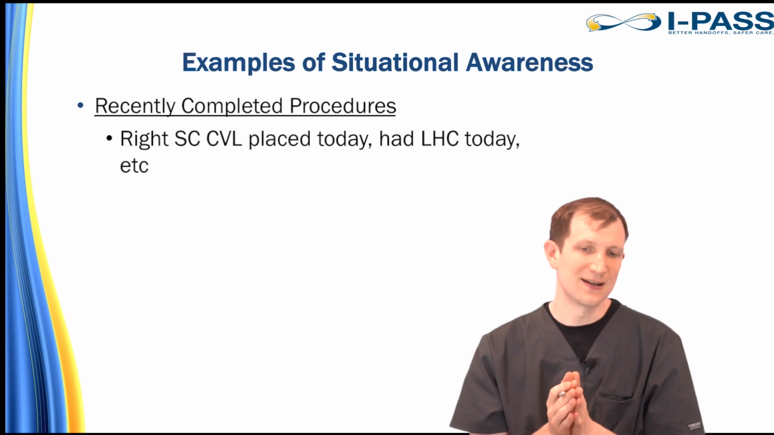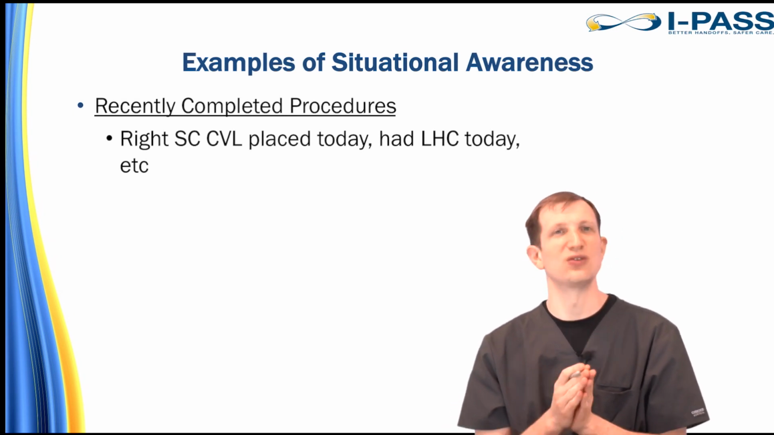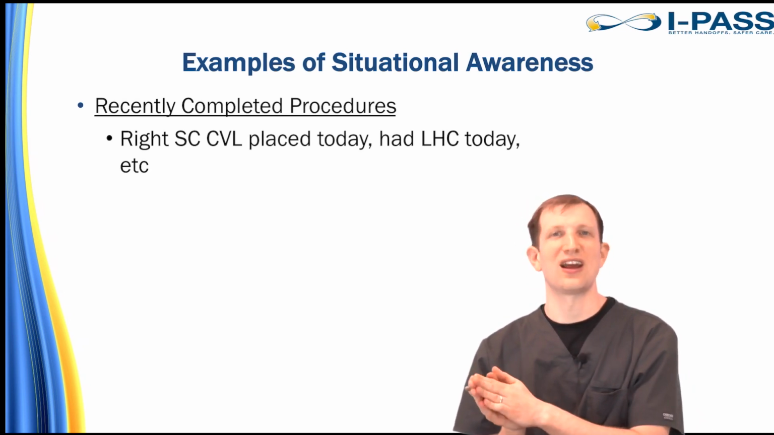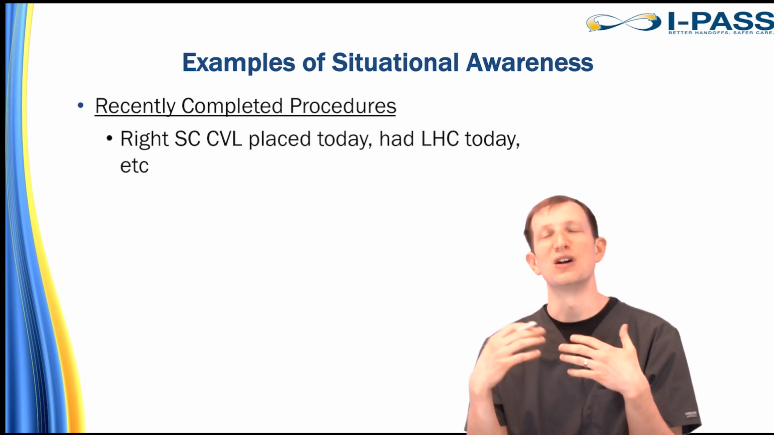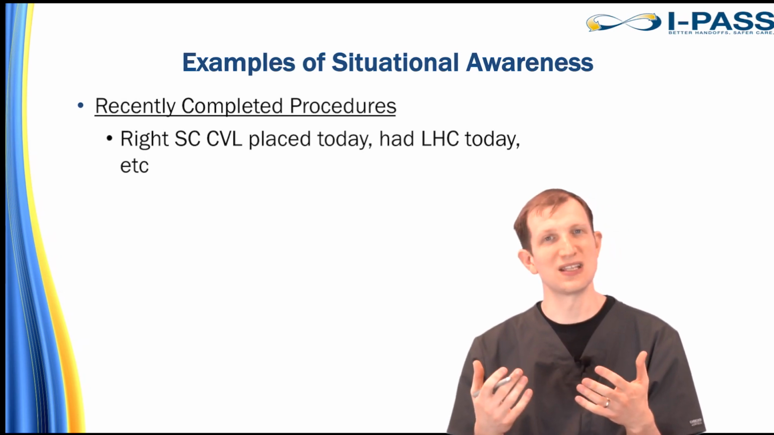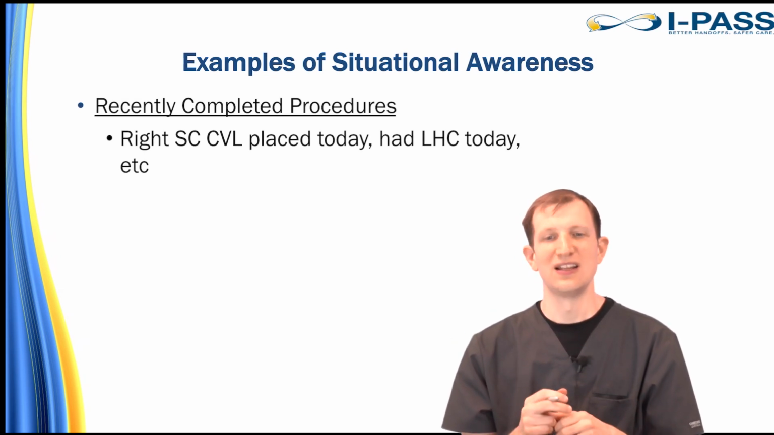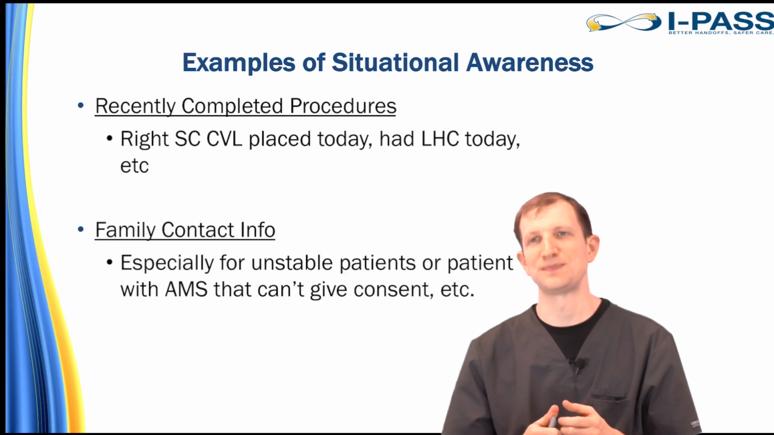Let's say that the cross-cover team gets a call that a patient's having wrist pain. If they know that that patient had a left heart cath today with a radial access, they're going to be much more attuned to going to see that patient, to checking on that patient, and able to handle that call than if they don't have that piece of information when they get the call.